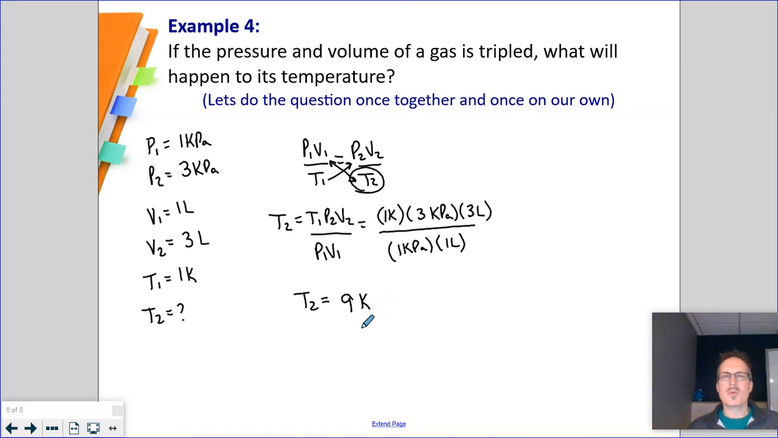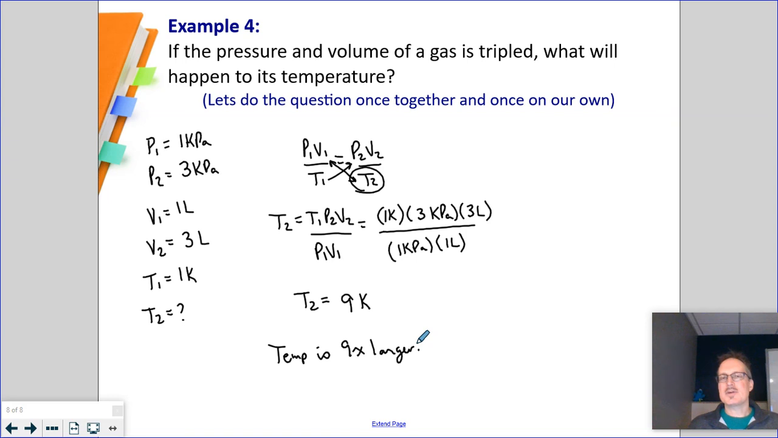So what we're supposed to do is, what do you notice happens to the temperature? When we triple the pressure, when we triple the volume, my temperature goes from 1 Kelvin to 9 kelvins. So it looks to me like temperature is 9 times larger.